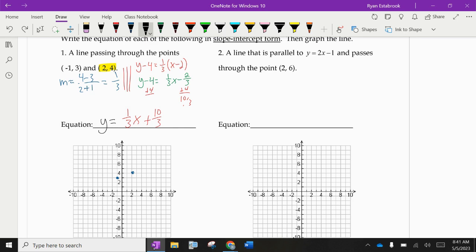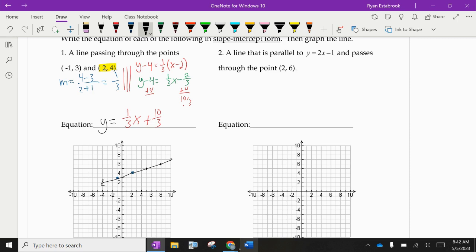So from here, 1/3 x plus 10/3. I look at the first 2 points I have. It looks like the slope was up 1 over 3. So I can do that again, up 1 over 1, 2, 3, to give myself another point, up 1 over 1, 3, another point. They're all lining up nicely. There's my graph.